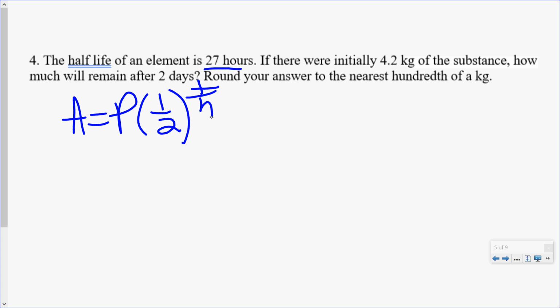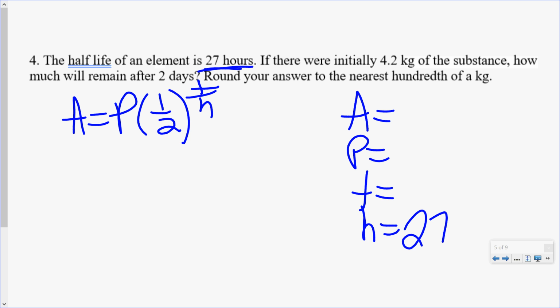At this point, now that you tried number 4 on your own, I will go over it for you. A equals, P equals, T equals, H equals. And again, just like in the previous lesson, we're going to be finding A for all the examples today. And then in the next lesson, we're going to be finding other variables, specifically T. The half-life is 27 hours. It's pretty straightforward. H is 27. That means the amount of time it takes for it to be cut in half is 27.